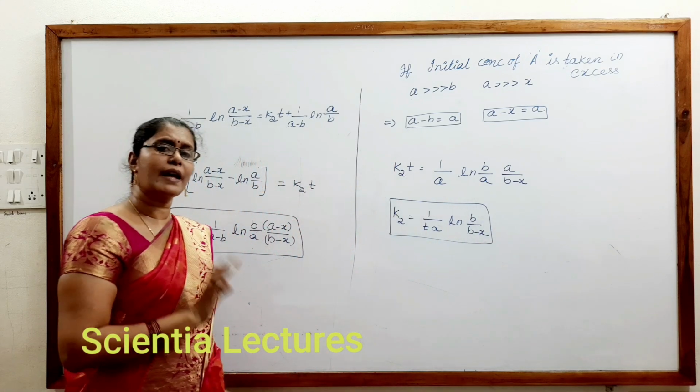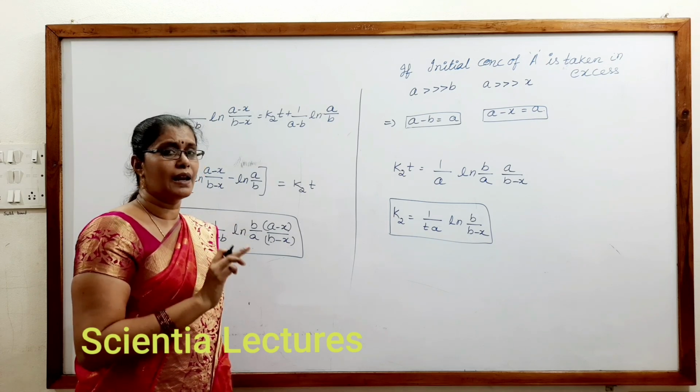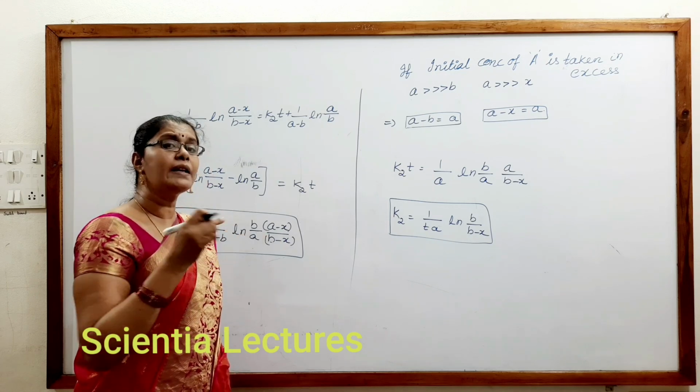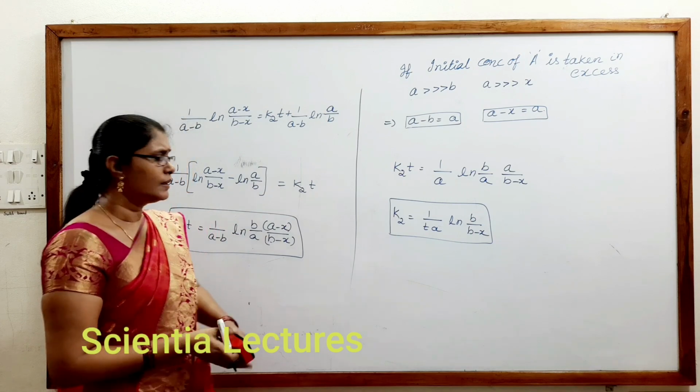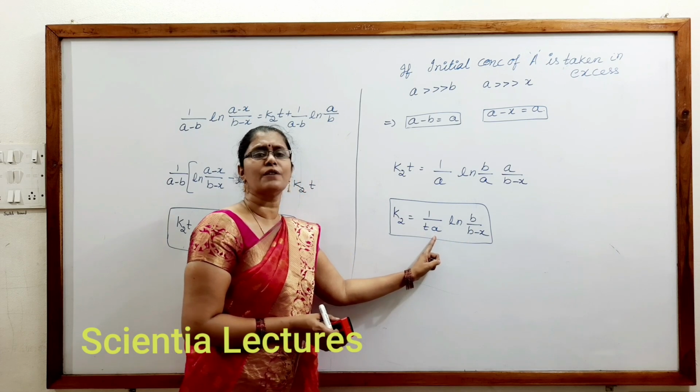What is the first order reaction rate equation? K1 equal to 1 by T Ln A by A minus X. Do you remember that? In the same way, concentration of B by B minus X. Except one of the differences here.